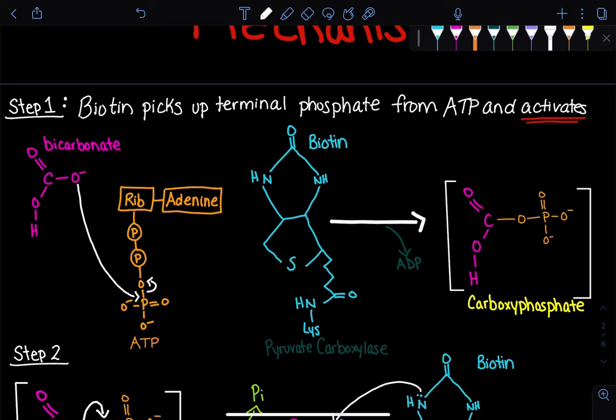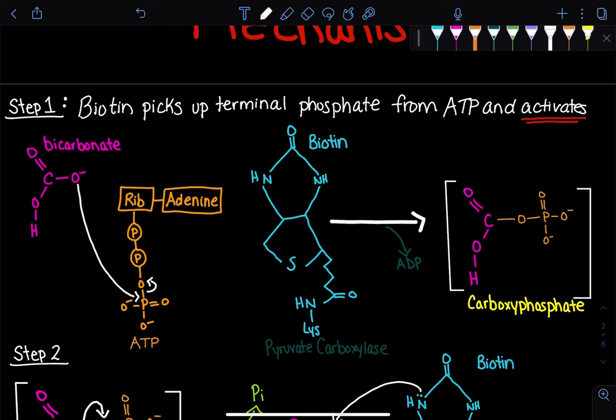But the first thing we have to make note of is that this first reaction is going to happen in the first catalytic site. Pyruvate carboxylase has two catalytic sites. This first reaction we're going to talk about happens in the first catalytic site. So we have bicarbonate right over here.